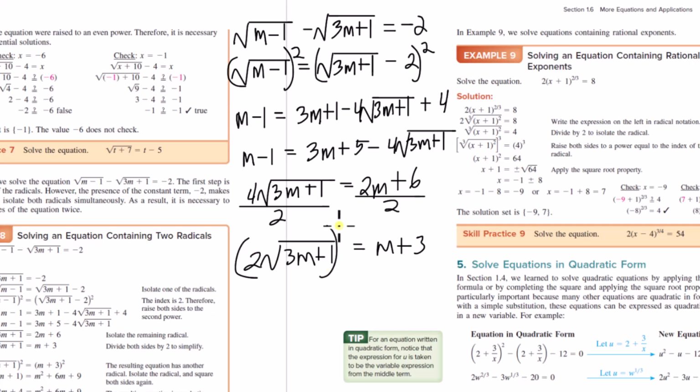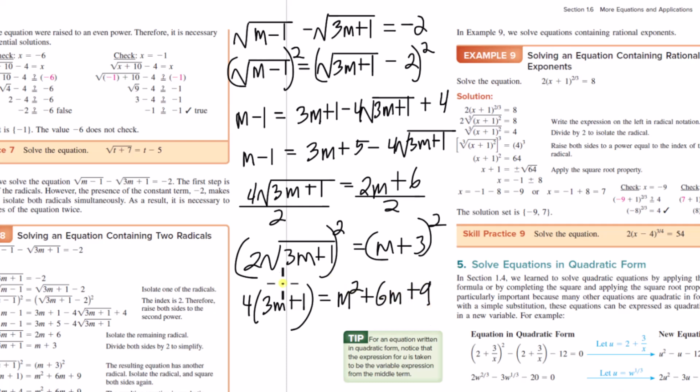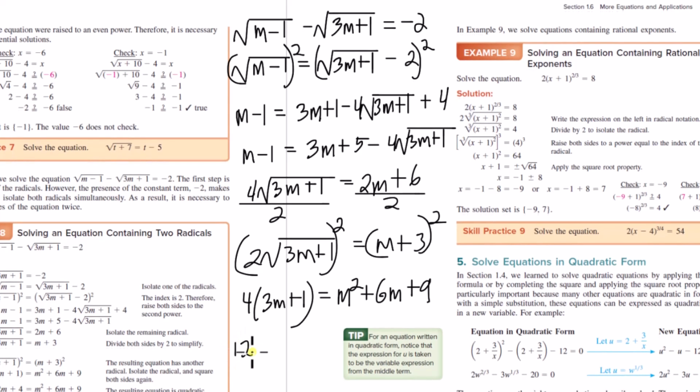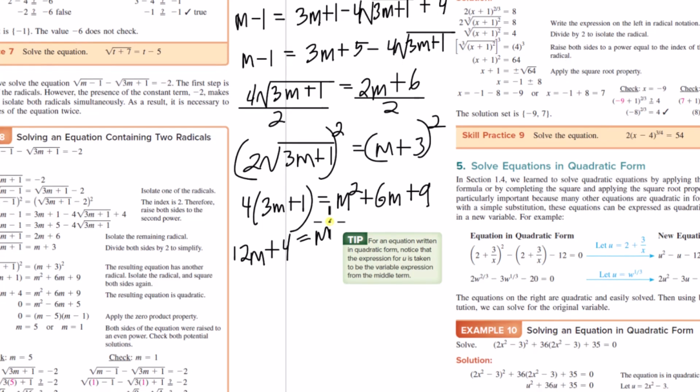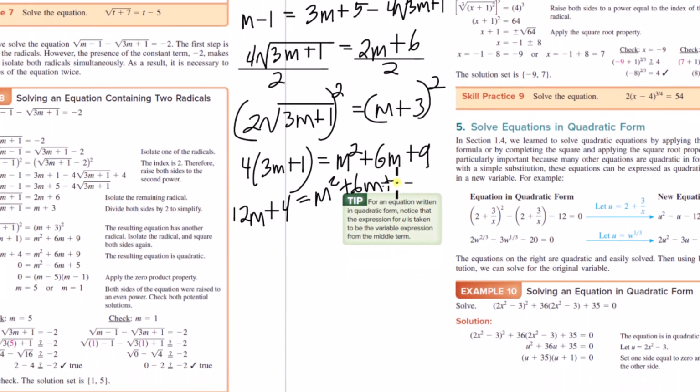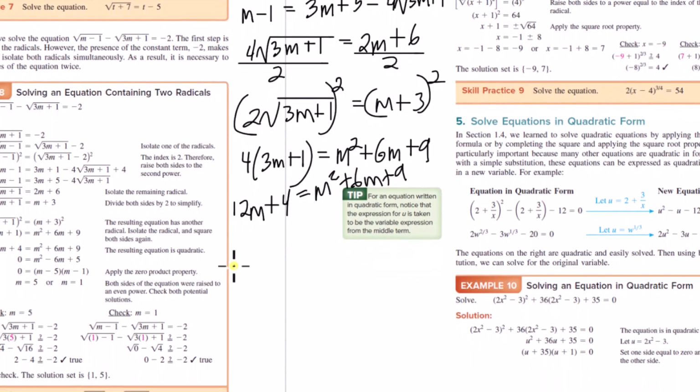Okay, now let's square both sides again. We've got 4 and then m squared plus 6m plus 9. Okay, so 12m plus 4 is equal to m squared plus 6m plus 9. So m squared, 6m minus 12m, then 9 minus 4.